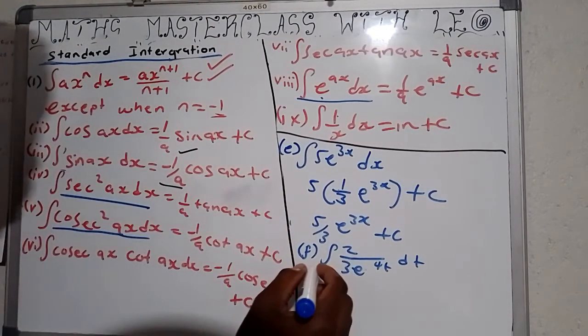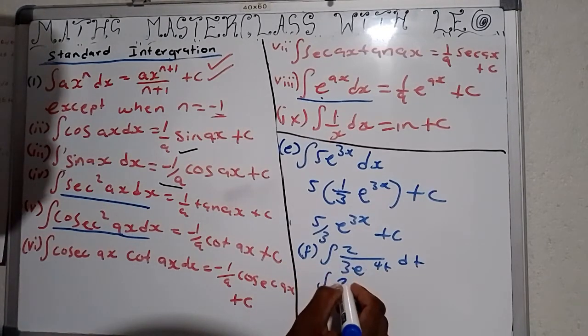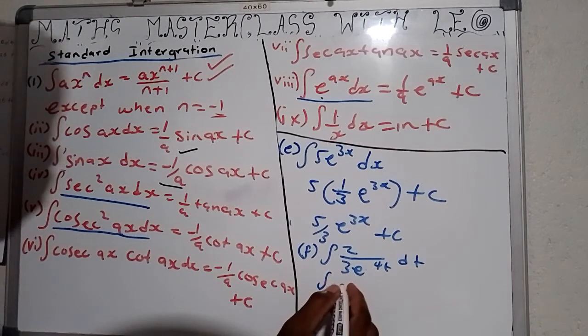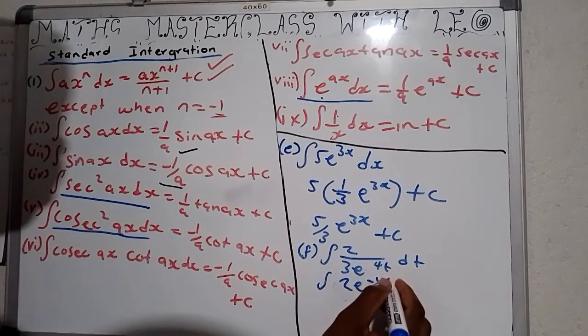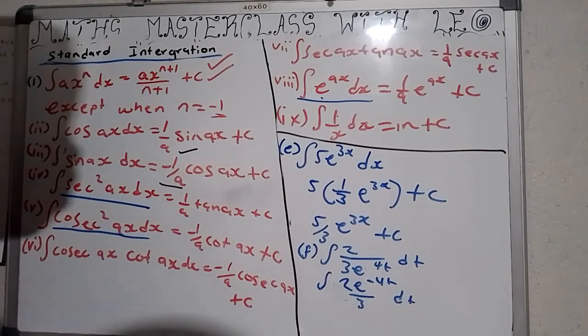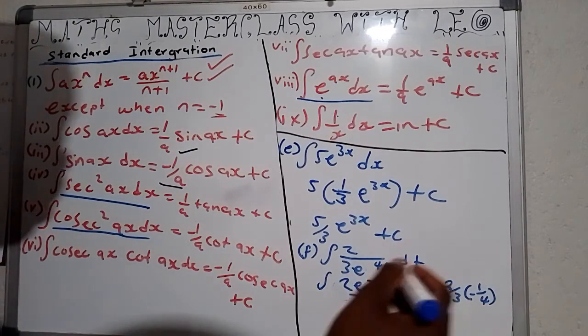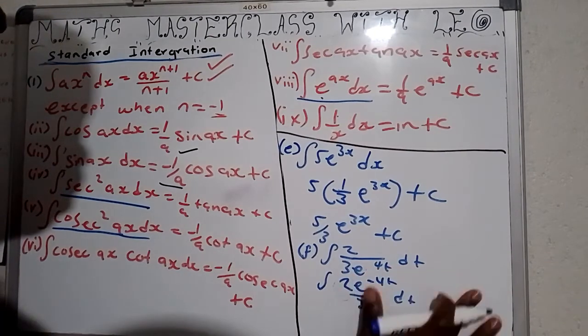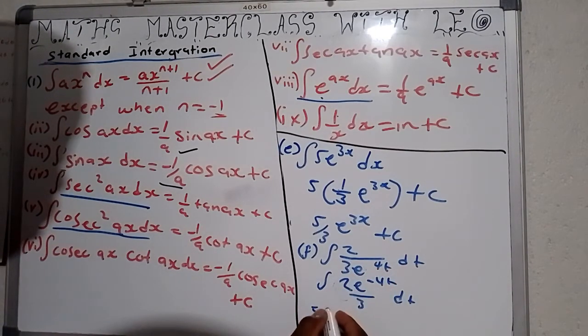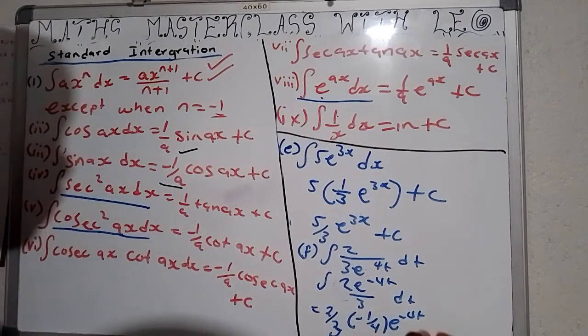My variable is e. So I'm just going to change it to have 2 e to the power minus 4t over 3 dt. Right? When I integrate this, what am I going to get? I'm going to get 2 over 3 into 1 over 4. When I integrate e to the power minus 4, I'm going to get minus 1 over 4 e to the power minus 4t plus c.